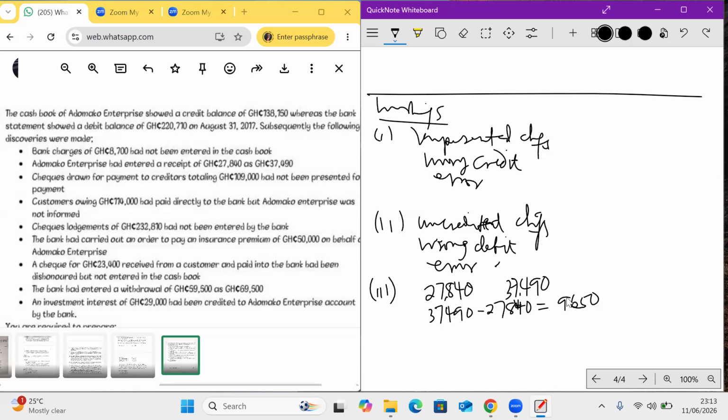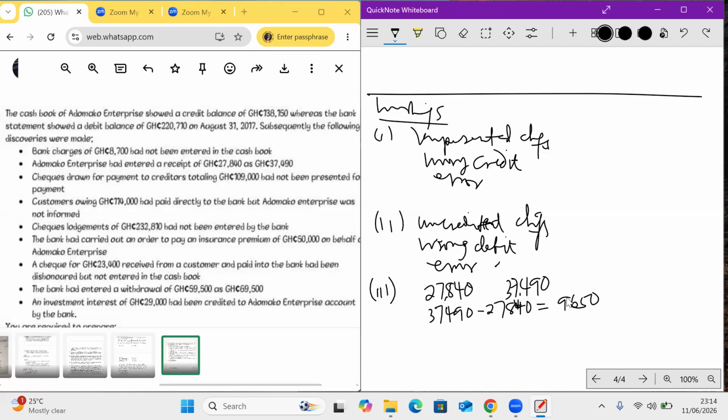Adomako Enterprise had entered a receipt. Is it Adomako Enterprise which operates on the bank statement? No, so it's the cash book. Yes, the issue is affecting the cash book. This is how the notes one is dealt with. They will not write cash book, they will not write bank statements. So you must ask yourself, that's why from the beginning I said you have to find out which book the issue is affecting.